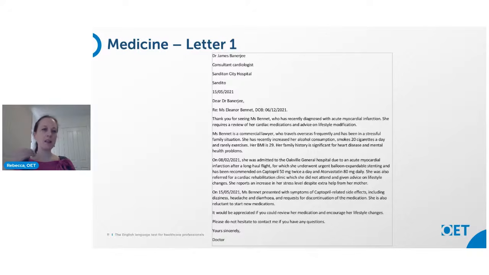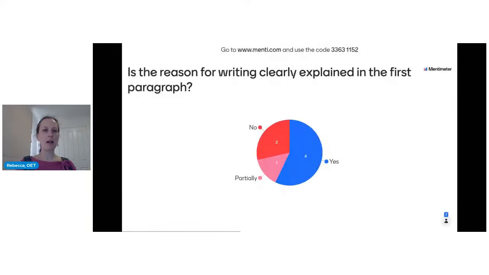So compared to the writing task, is the reason for writing clearly explained in the first paragraph? So we're going to put a link to the poll question for you to answer. I'm giving you 3 options for this: yes, partially, or no. So have a look at that first paragraph. Do you think the reason for writing is really clearly explained? And then answer yes, partially, or no.